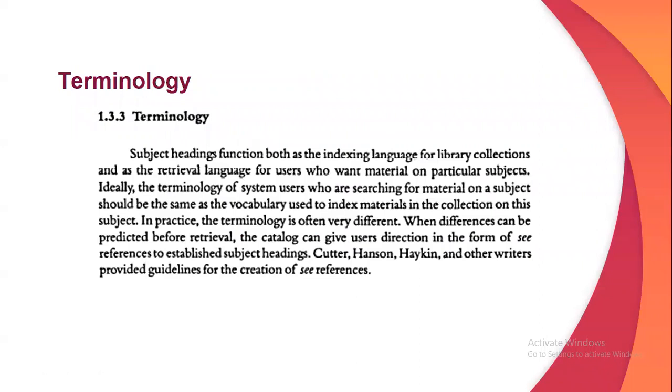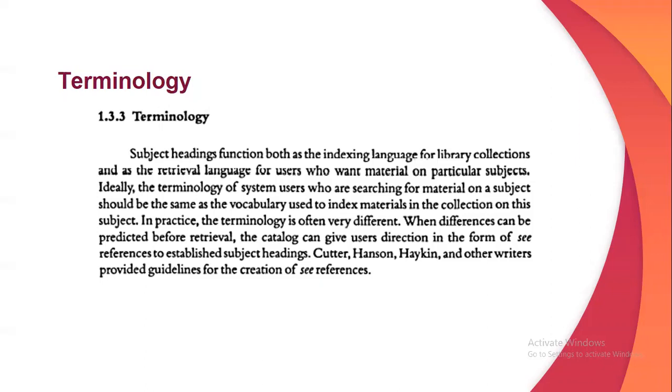Subject headings function both as the indexing language for library collections and as the retrieval language for users who want material on particular subjects. Ideally, the terminology of system users who are searching for material on a subject should be the same as the vocabulary used to index materials in the collection on this subject. In practice, the terminology is often very different. So when differences can be predicted before retrieval, the catalog can give users direction in the form of see references to established subject headings.